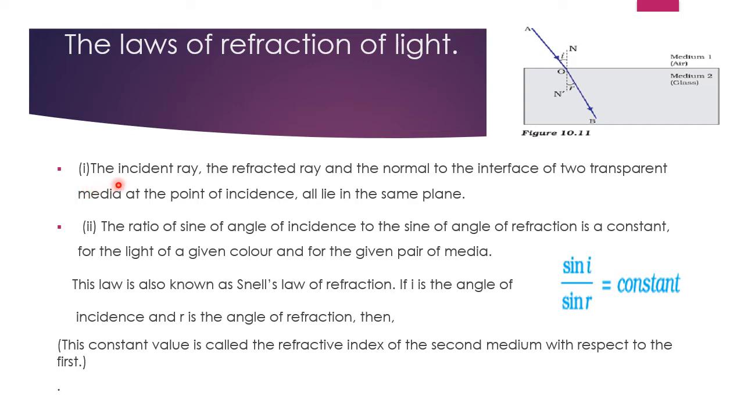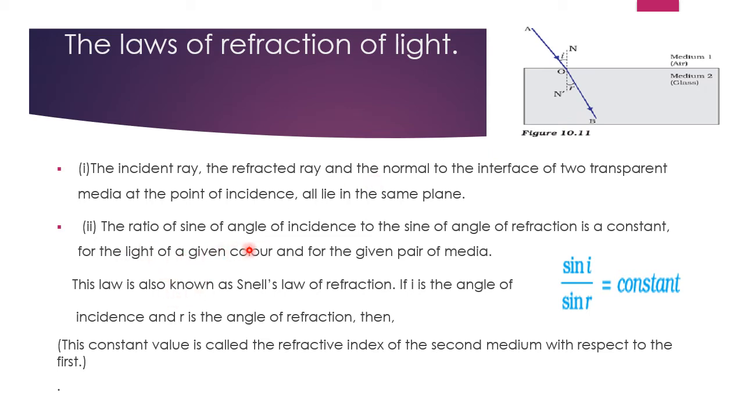First law: the incident ray, refracted ray and the normal to the interface of two transparent mediums at the point of incidence all lie in the same plane. Just like the law of reflection, only the spelling changes. This is the same as the law of reflection. All the three, incident ray, refracted ray and normal, all lie in the same plane.